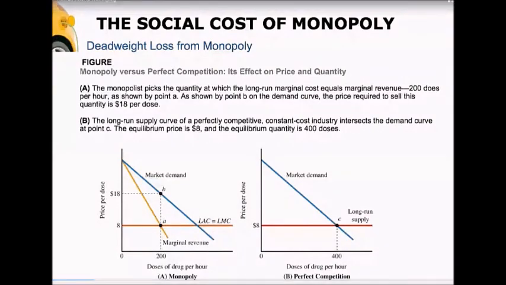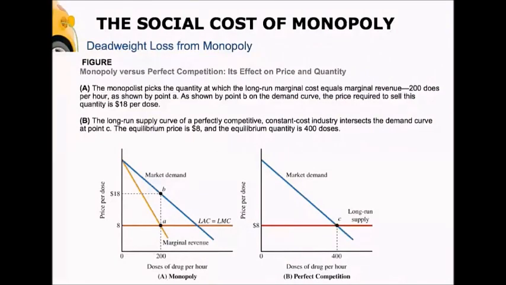We know that the profit-maximizing monopolist is going to look at marginal cost and marginal revenue, and where these two are equal, or where they cross here at point A, that determines how much is going to be produced. So this monopolist is going to produce 200 doses of the drug per hour. Then determining how much the price is, you do that by going up from 200 to the demand curve to find out the market's willingness to pay for 200 doses of the drug per hour, and we see the price is $18. How does that compare to what we would expect to see in a perfectly competitive constant cost industry?